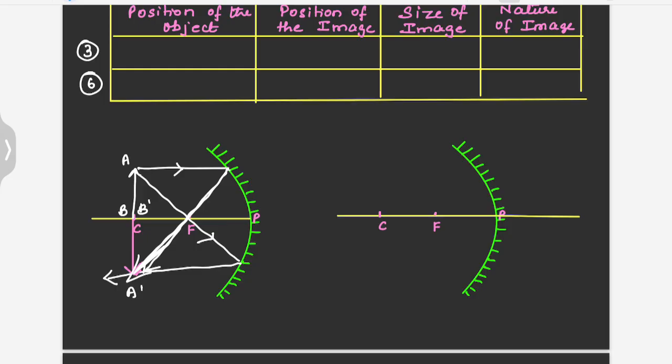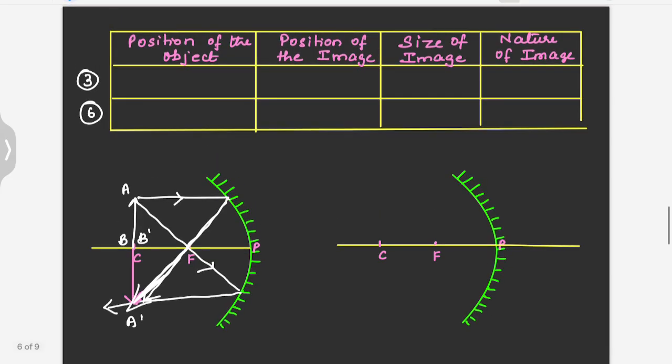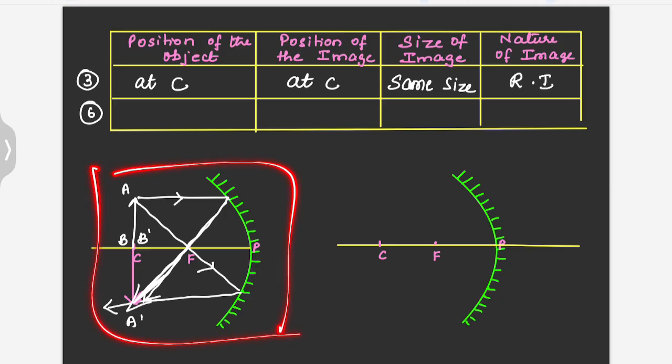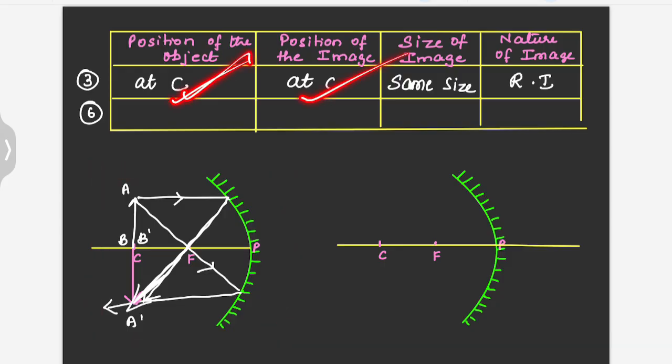So let us write the table now. Where is the position of the object? Position of the object is placed exactly at C. And where is the position of the image? Image is also formed at C. And what is the size of the image? Size will be same size as that of the object, same size. And this will be real and inverted. Is that clear? This is very simple. The third one is a simple ray diagram because everything is at C. Image is at C, object is at C, and then both are of same size and real and inverted.